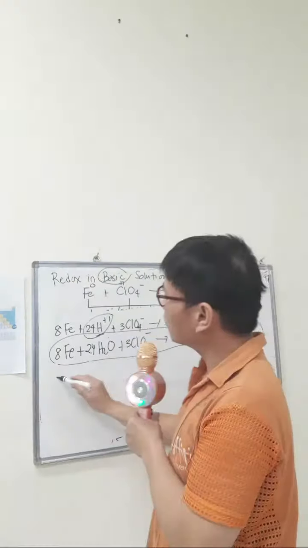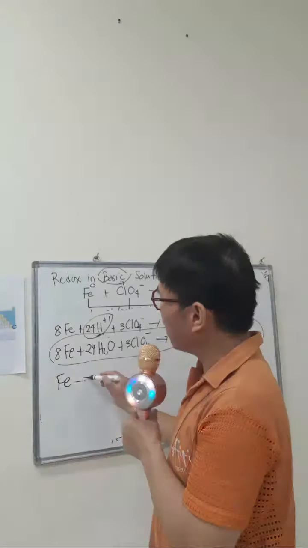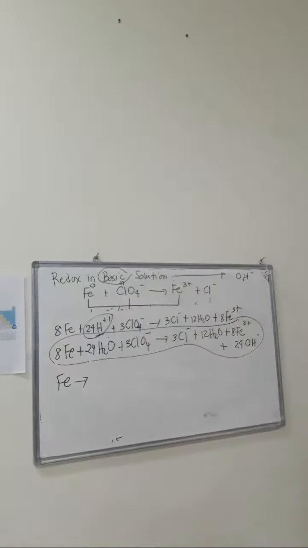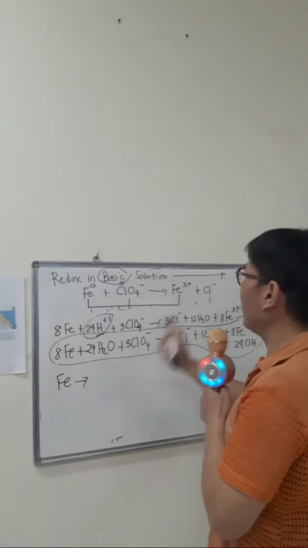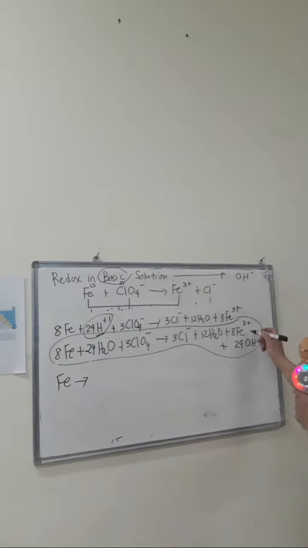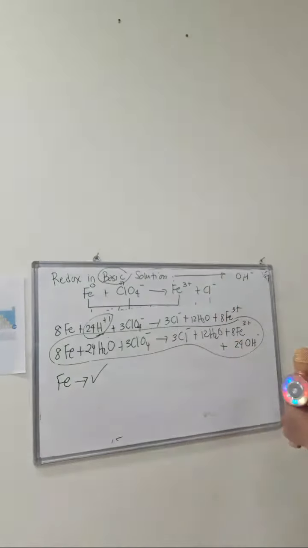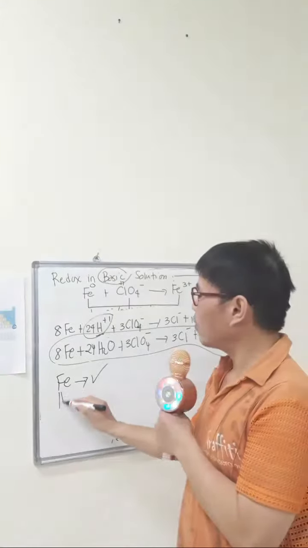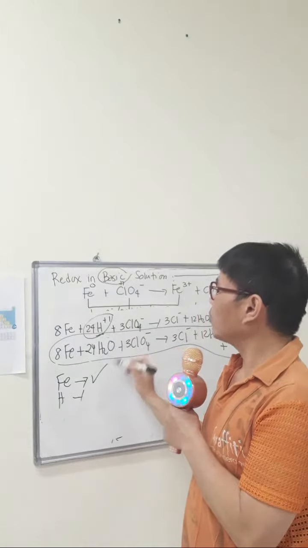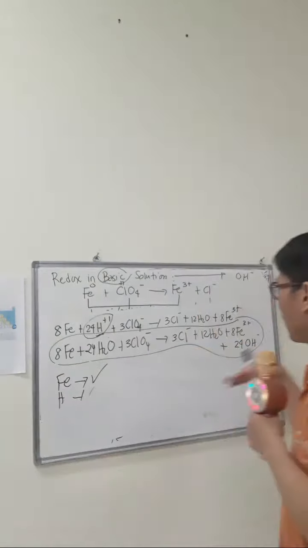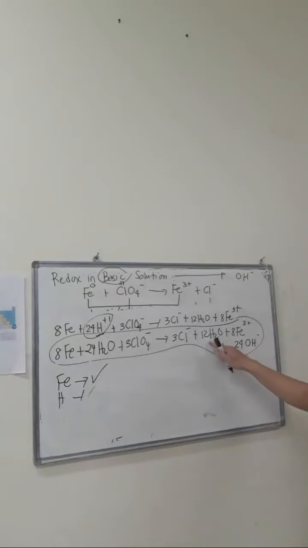Iron. Iron 8 in the left, and how many iron in the right? 8 also. Perfect. Check. Hydrogen in the left, how much? 24 times 2 is 48. And then in the right, 12 times 2 is also 24. 24 plus 24 is 48. Check.